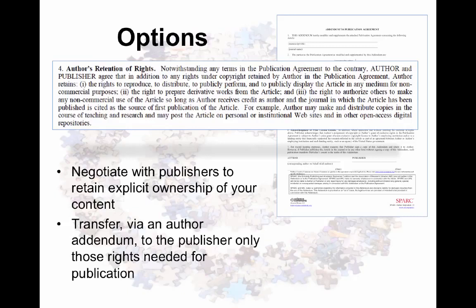Once you've read your copyright transfer agreement carefully and made some notes, you are now ready to negotiate. Try to negotiate with publishers to retain explicit ownership for your content. One way to do this is to present an author addendum to the publisher that transfers only those rights needed for publication. Offering an author addendum will not offend the publisher. They may not accept the addendum, but they may offer you a revised copyright transfer agreement that includes the requests made in the addendum. A sample addendum form is available on the university's Scholarly Communications webpage.